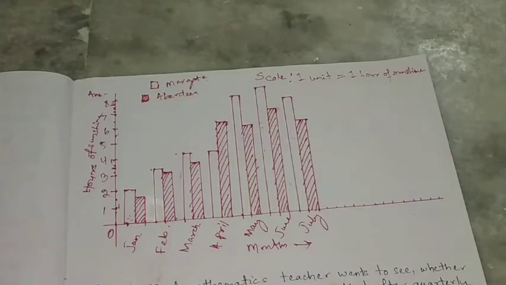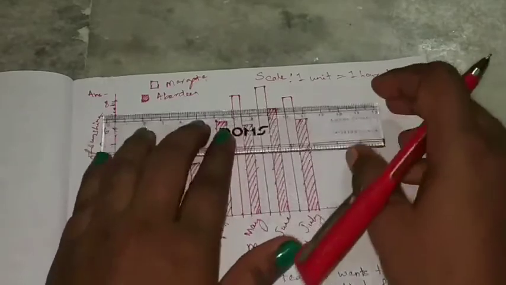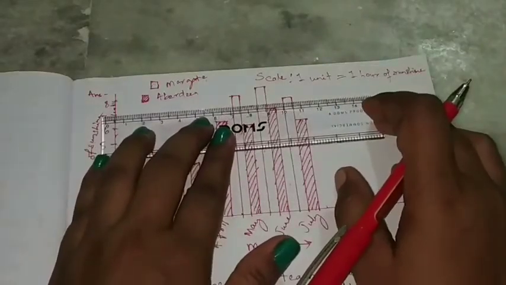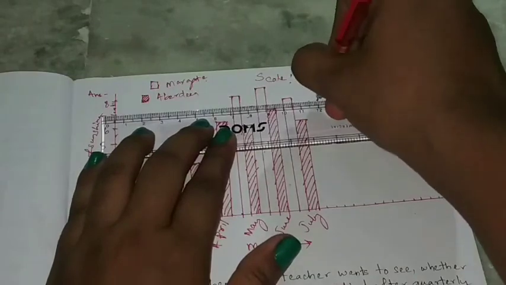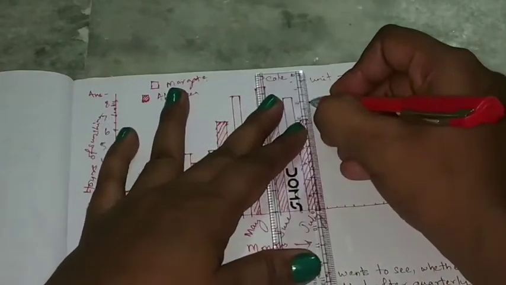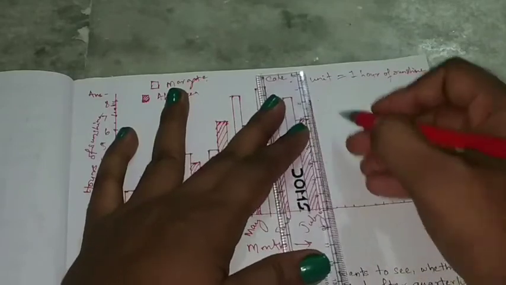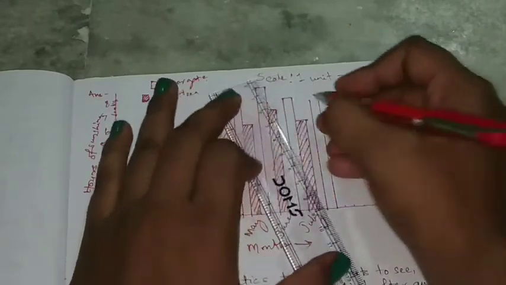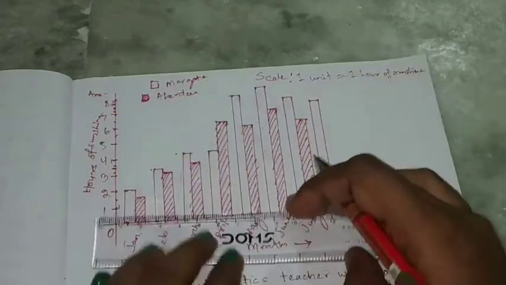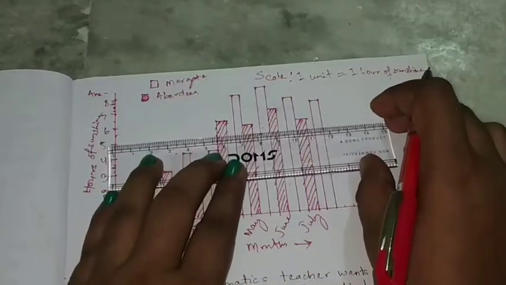Next is August. In Margaret it is 7 hours. In Aberdeen it is 5 hours. So let's take, this is 7 hours. Okay. Then 5 hours.